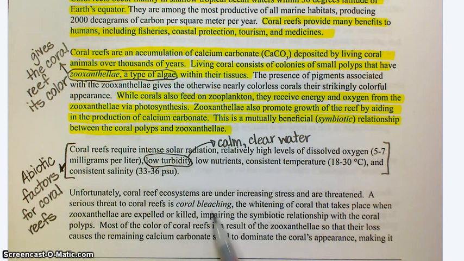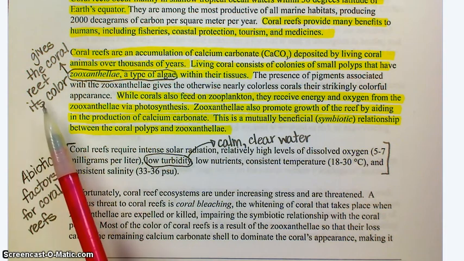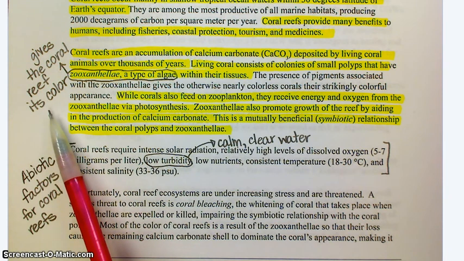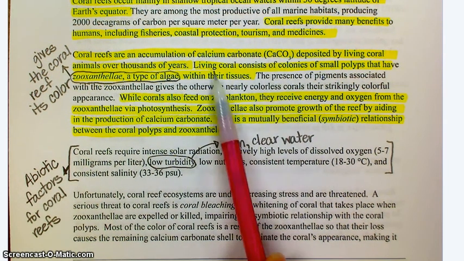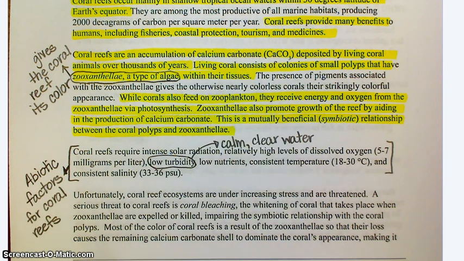Okay, and if you think about it, bleaching, if you've ever bleached something accidentally in the wash, you turn it white or lighten it. So basically, if the zooxanthellae are expelled or killed, and remember that the zooxanthellae are what gives the coral its color, and the coral reef otherwise has the color of limestone or marble, it's pretty much going to be kind of white in appearance if you remove the algae.